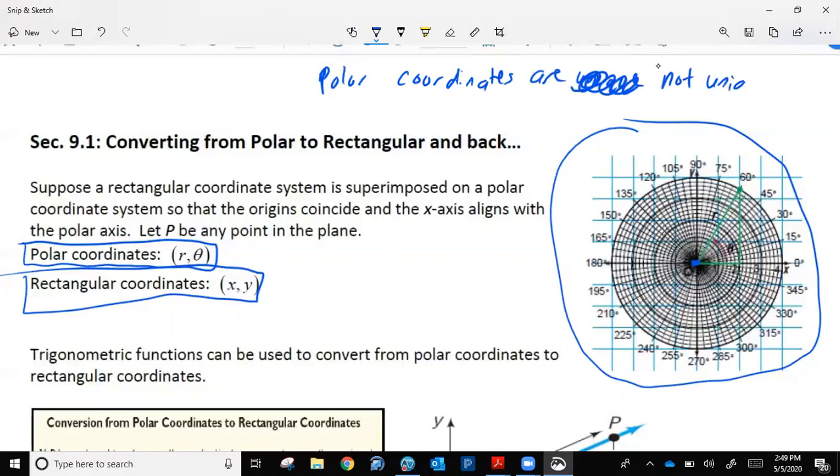But in our grid system, rectangular coordinates are unique. If I say x is 3 and y is 2, there is not another way to represent that. So rectangular coordinates are unique. Polar coordinates are not, rectangular coordinates are.